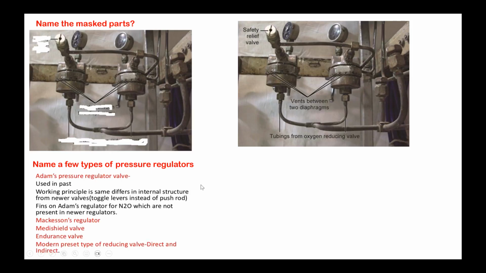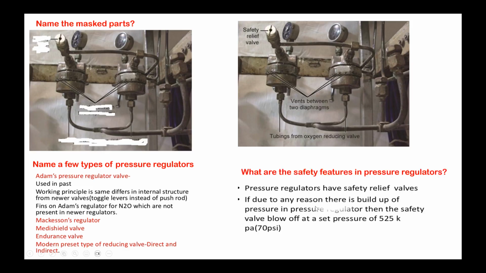Of course, I don't think they will ask you all about this. The safety features in the pressure regulator include safety relief valves. As I showed here, there is a relief valve here. There are small holes to relieve pressure. Only when the higher pressure comes will they be activated. And if, for any reason, there is a buildup of pressure in the pressure regulator, then the safety valve will blow off at a set pressure of 70 psi or above. Okay? Until then, it will hold on and let you work.